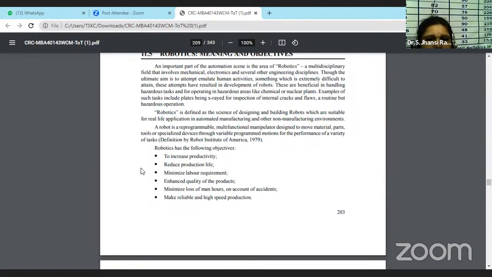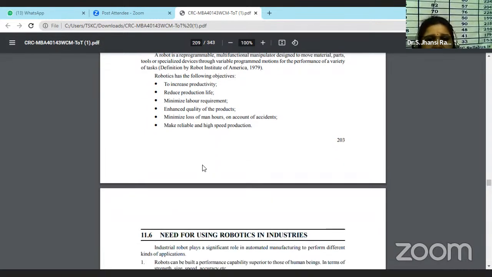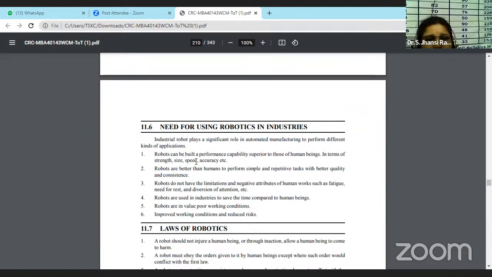And there are certain objectives for which we go for robotics: to increase our productivity or production, reduce production time, minimize labor requirement, enhance the quality of products, minimize the loss of man hours on account of accidents, and make production reliable and high-speed. So what is the need for using robotics in industries? We have very different needs depending upon the organization or the industry.